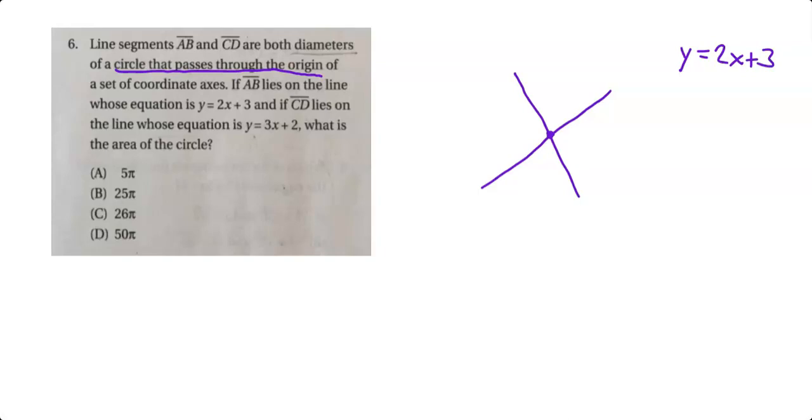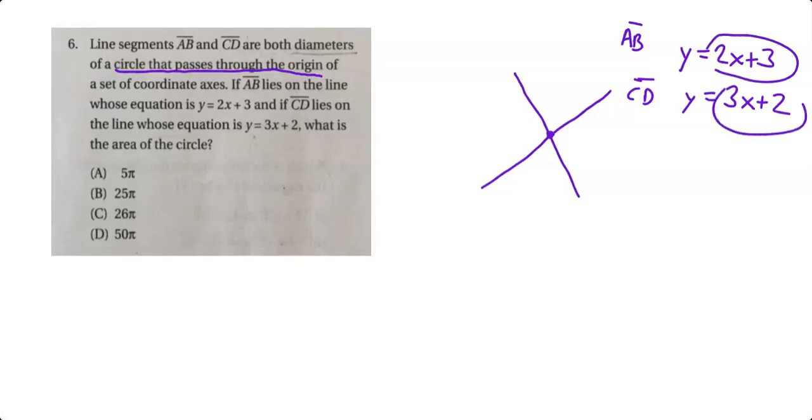and CD is the line y equals 3x plus 2, then the intersection of those two can be found by setting this equal to this. This is kind of like a system of equations, and we're just going to substitute this y in place of this y. So it's going to be 2x plus 3 equals 3x plus 2.